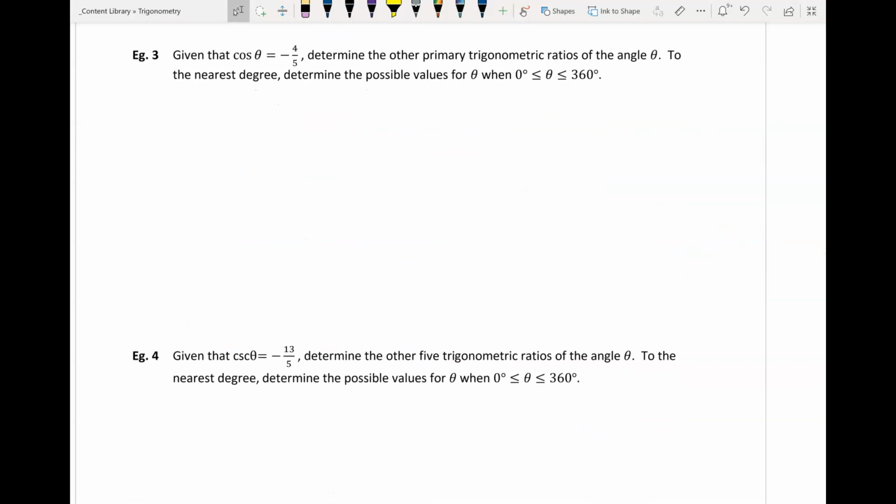Moving on to the next example. It's kind of similar to the one we just did. This time we're looking at cos theta is equal to negative 4 over 5. And we're going to determine the other primary trig ratios of the angle theta. And then to the nearest degree, determine the possible values of theta.